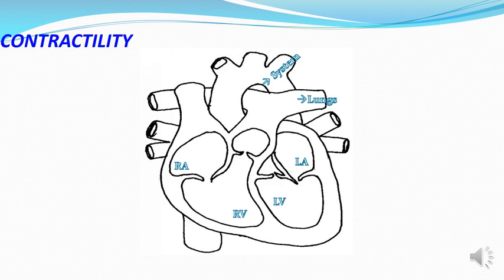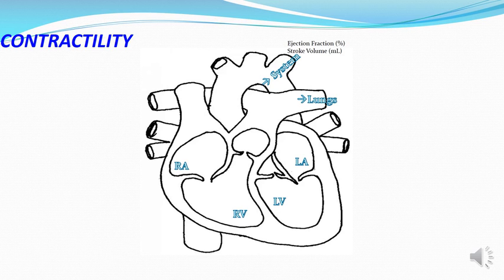So now it's time to get back to your drawings. So looking at the heart you labeled, where would you calculate ejection fraction? Where would you calculate the stroke volume? Pause the presentation and label your heart with ejection fraction and stroke volume in the correct place. Now, here are your correct answers.